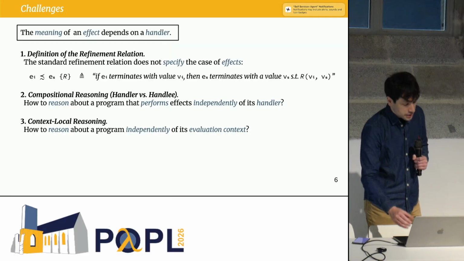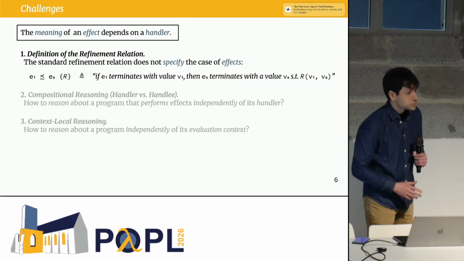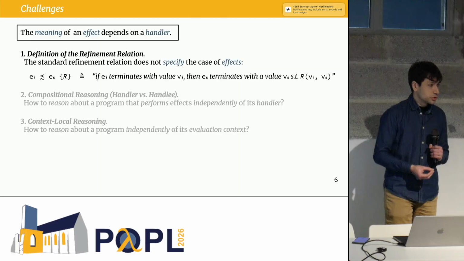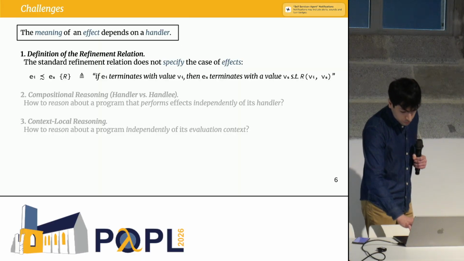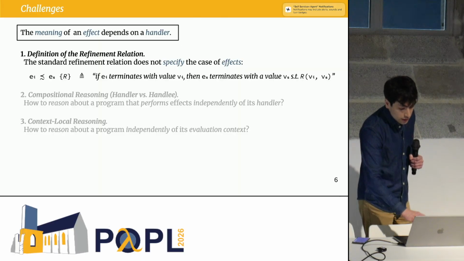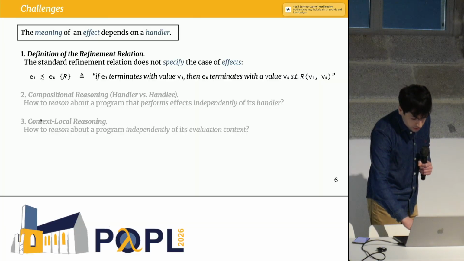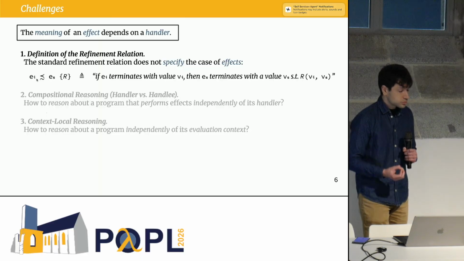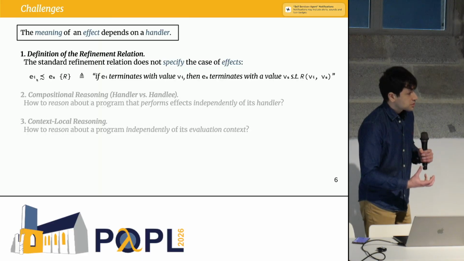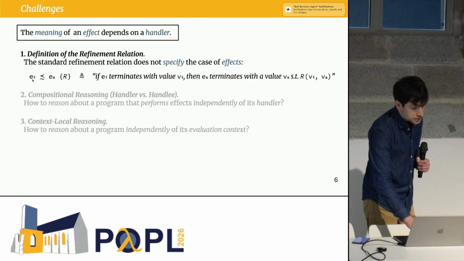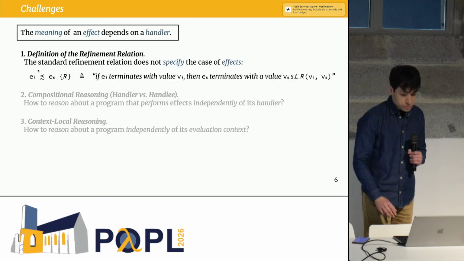The first one is how to specify programs, because the standard refinement relation in relational separation logic does not talk about effects. It only talks about terminating behaviors with values. So implicitly, there's the assumption that when we use this refinement relation, there are no effects on the implementation side.